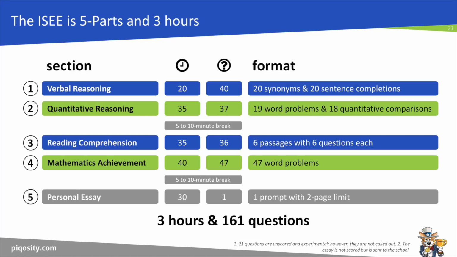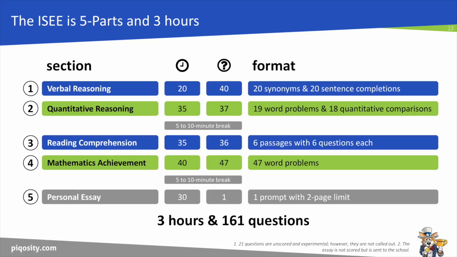The ISEE is both an achievement and a reasoning test. Achievement tests strive simply to determine if a student has learned something that they were taught, whereas a reasoning test goes a step further to determine if a student can leverage what they were taught to reason their way through related but new and novel concepts.